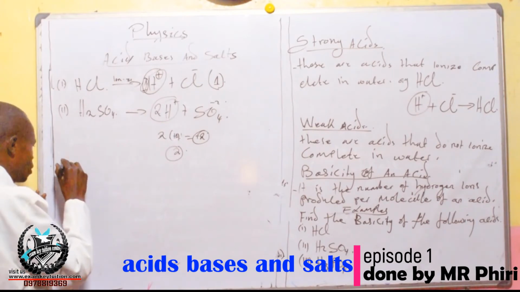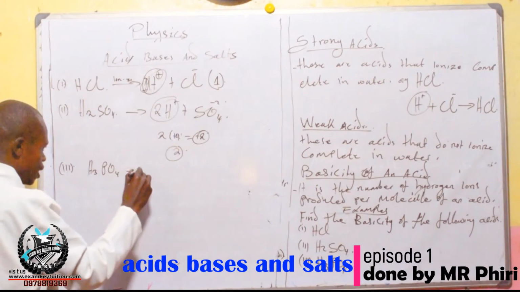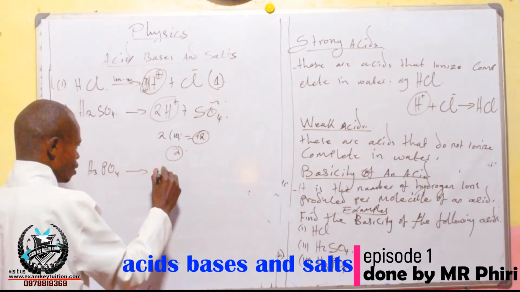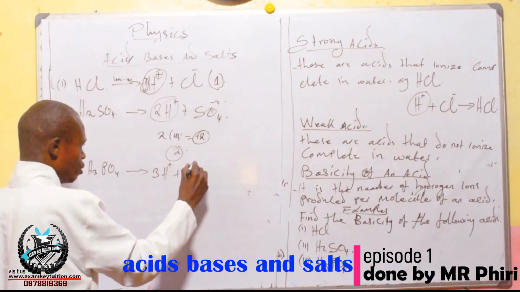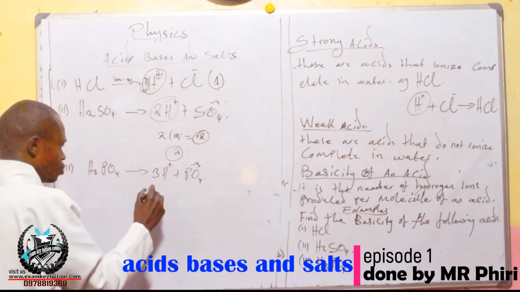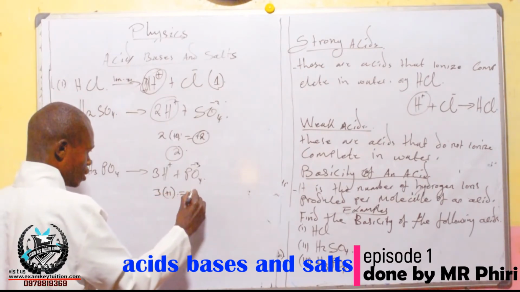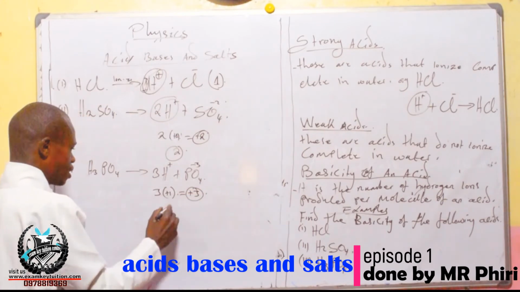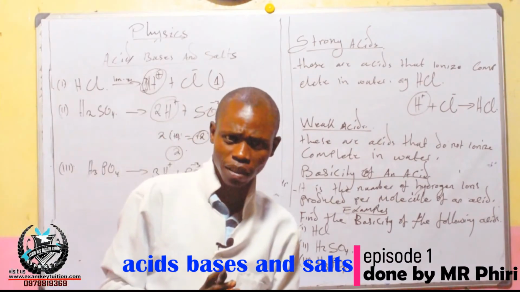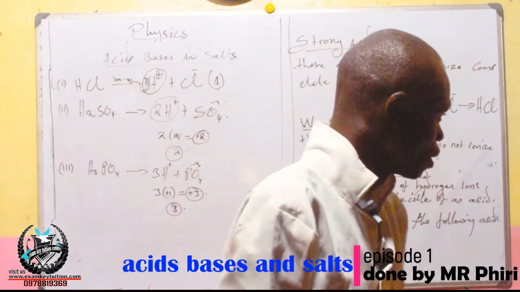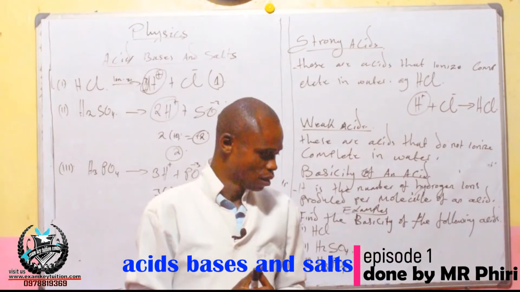Number 3, phosphoric acid. Same process, 3 hydrogen ions, positive, then phosphate, which is a radical, negative 3. So 3 times positive 1, we get positive 3. So the basicity of this acid is 3. Hope you have understood how to find the basicity of an acid. Next we talk about the characteristics of an acid.